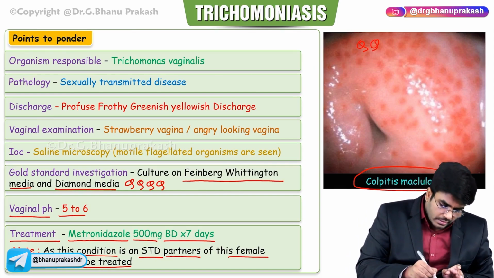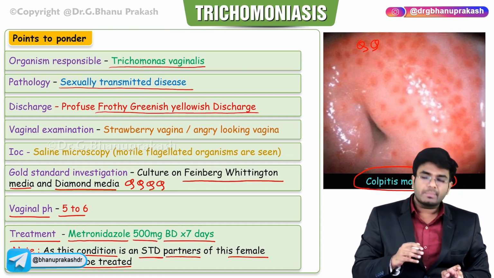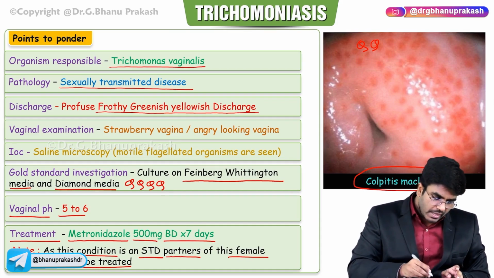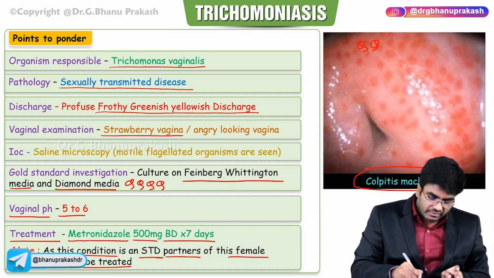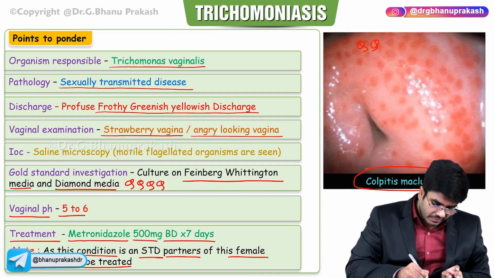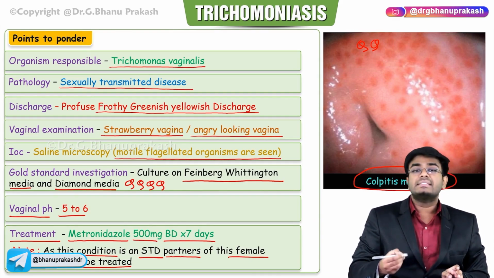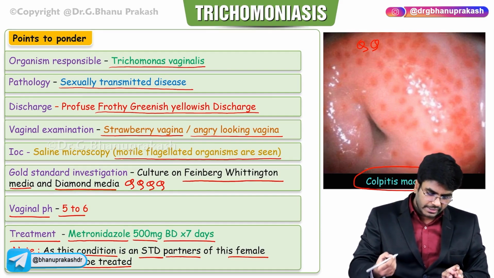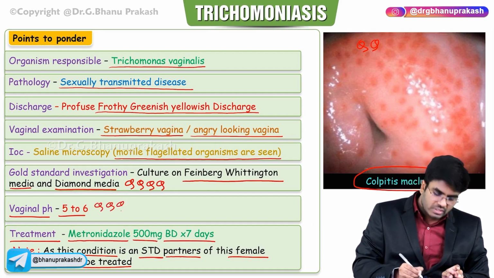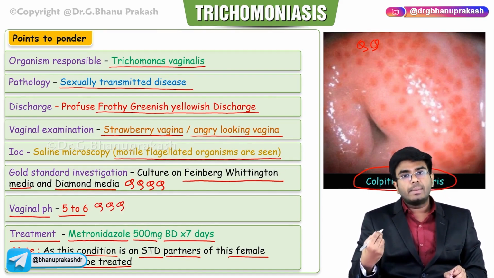Let's have a recap. The organism responsible is Trichomonas vaginalis. It is a sexually transmitted disease. The discharge is frothy greenish discharge. Sometimes it can have a yellowish tinge also. On vaginal examination, you can see a strawberry vagina or angry looking vagina. Investigation of choice is saline microscopy, where you can see flagellated motile organisms, and gold standard investigation of choice is the culture on Feinberg-Whittington media or Diamond media. The vaginal pH is more towards the alkaline side, that is 5 to 6. And treatment is with metronidazole, and you have to treat the partner also.